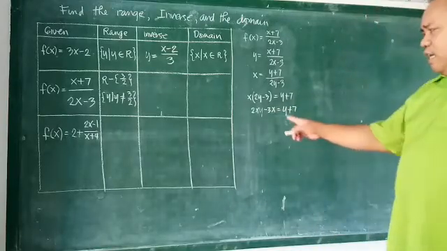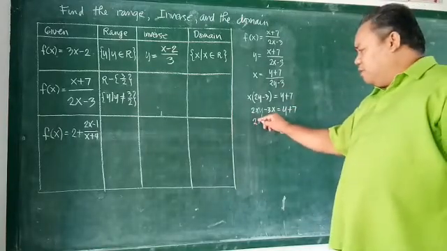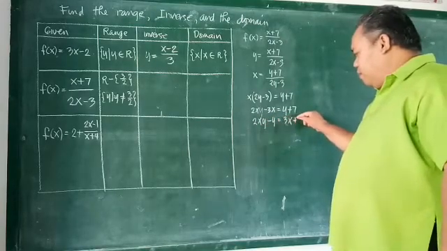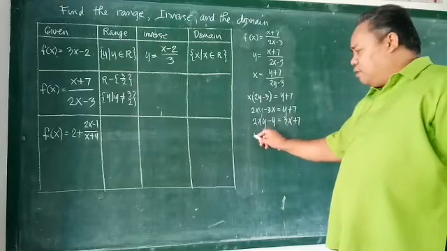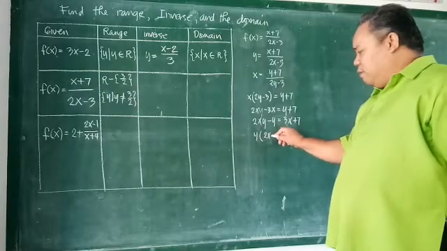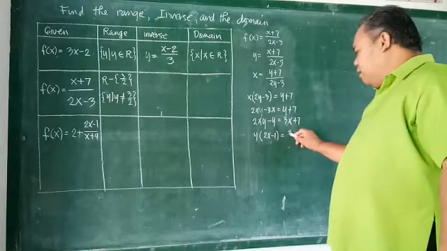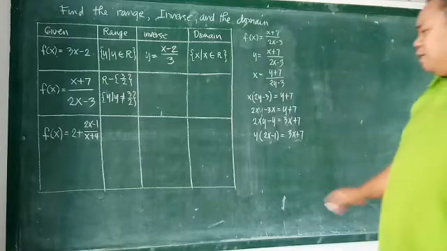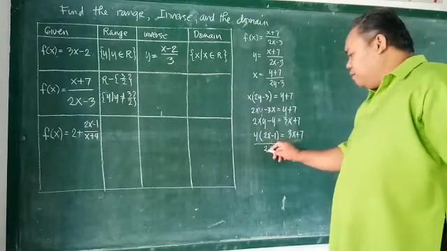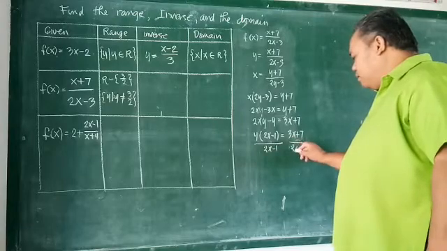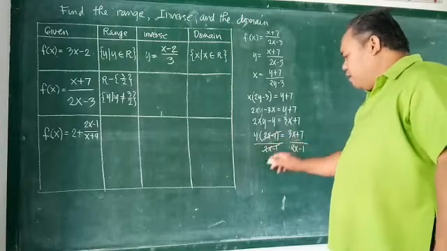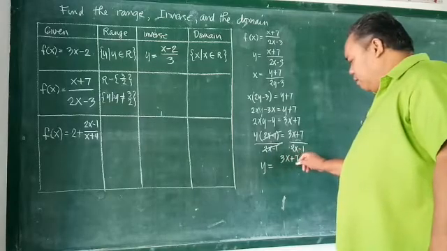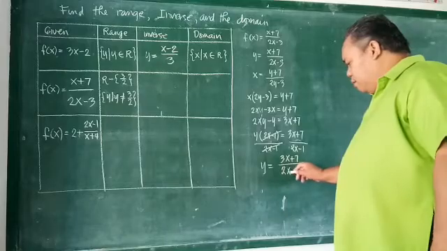We're going to interchange 3x and y, so this is 2xy minus y equals 3x plus 7. Then let's factor it, so y times (2x minus 1) equals 3x plus 7. Again, divide both sides by 2x minus 1. Cancel this one. Y equals (3x plus 7) over (2x minus 1).